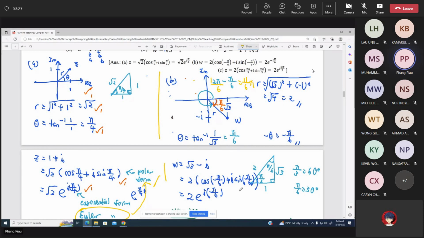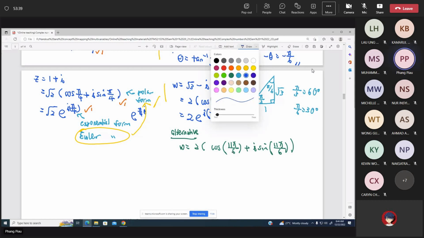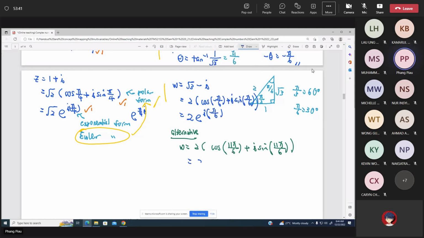Is it okay? If you don't like to use this negative pi over 6, and you want to give your answer in 11 pi over 6, it's also equivalent. That's why I said it is not unique. The word not unique, hopefully it makes sense to you. Is that okay? Any question?